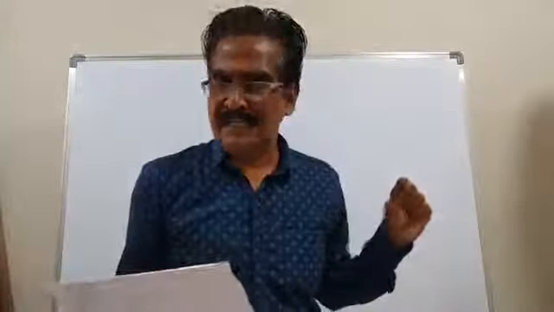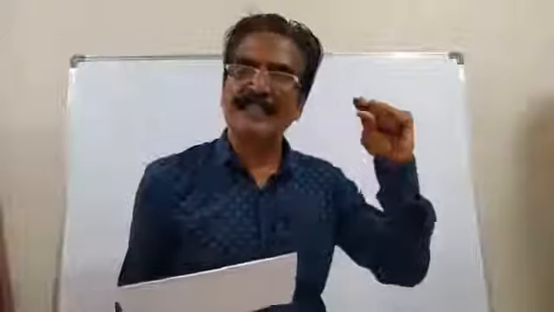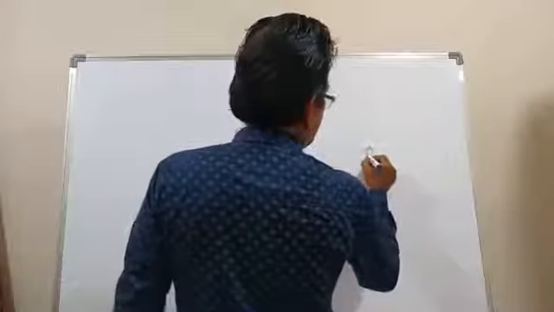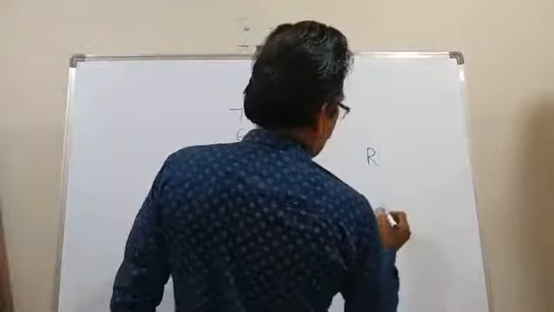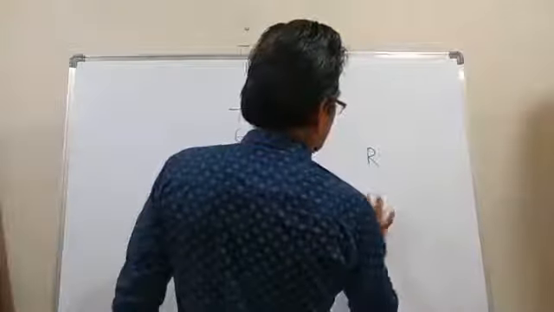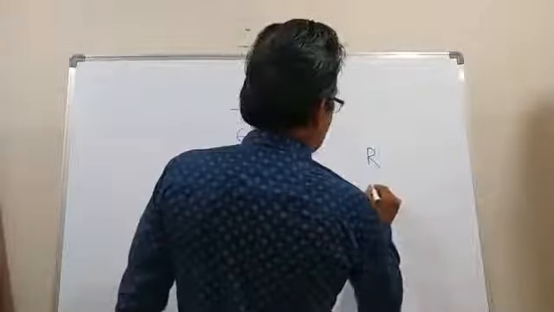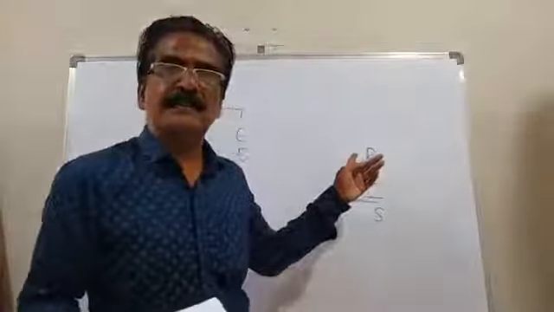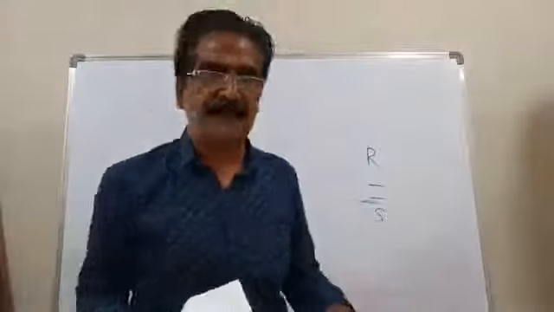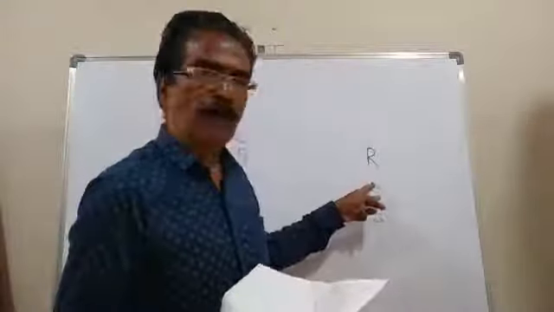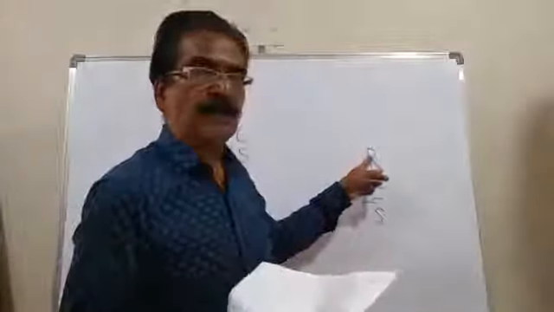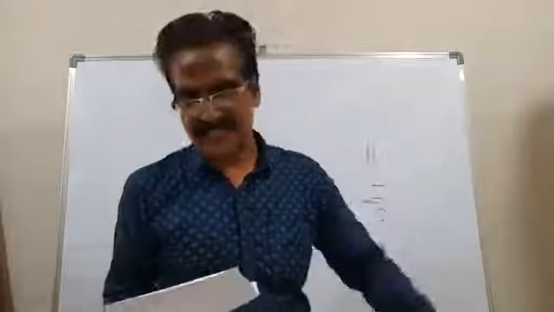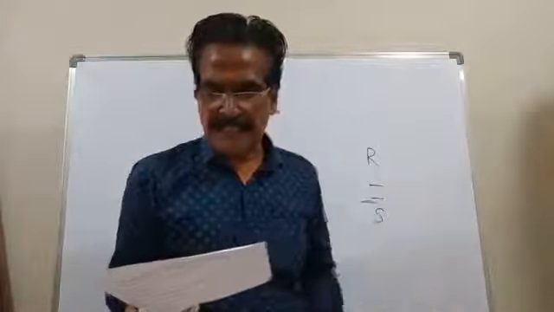Box R is 3 boxes above box S. See, box R is 3 boxes above S. 1 box above S, 2 boxes above S, 3 boxes above S. So box R is 3 boxes above S means 1 box above, 2 boxes above, 3 boxes above. That is, there will be 2 boxes between R and S. Okay.